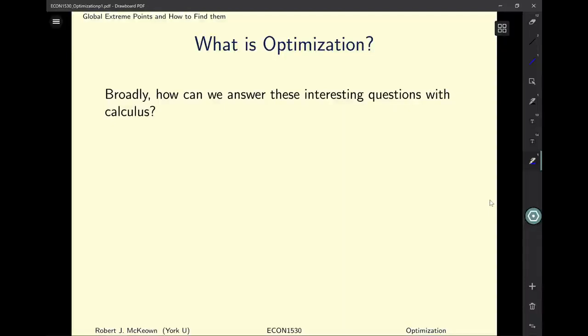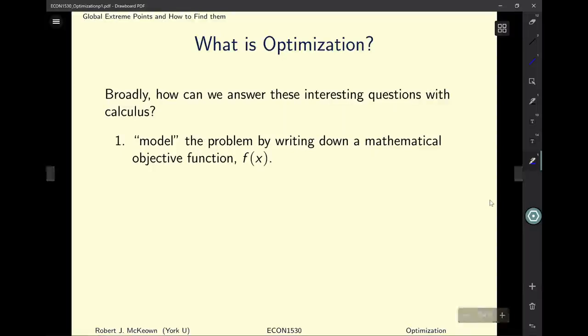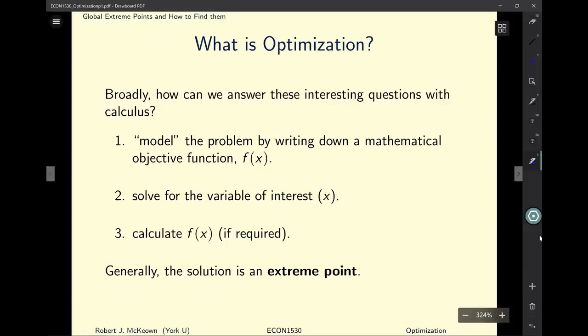Well, we're using univariate calculus, so we have to keep things relatively simple. But number one, in general, you would want to model the problem. So write down a mathematical objective function. And since we're using univariate calculus, we would just have one independent variable, x. How is x going to affect the thing that we want? Once we've written down a model that can be quantified, we're going to try and solve for the variable of interest. So we're using univariate calculus right now, and so we're just going to have one variable of interest.